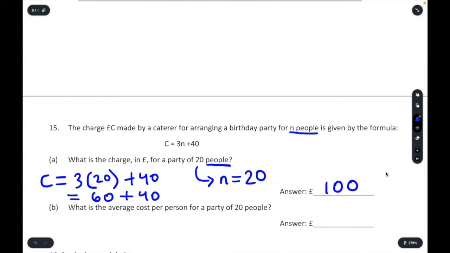It then goes on to ask us, what is the average cost per person for a party of 20 people? So that means if the total cost for 20 people is £100, what is the cost per person? What happens if you divide 100 between 20 people? So 100 divided by 20 equals £5 per person.